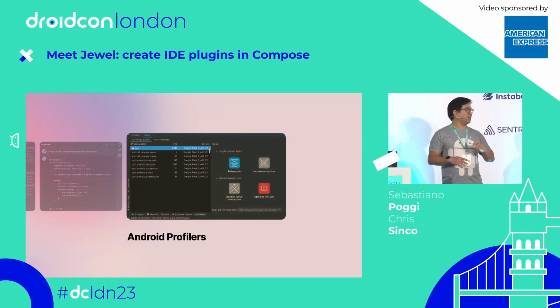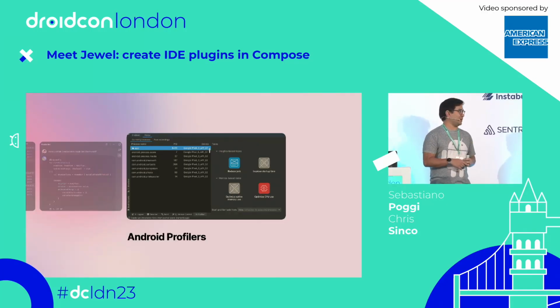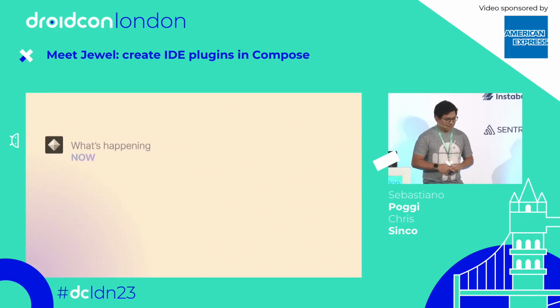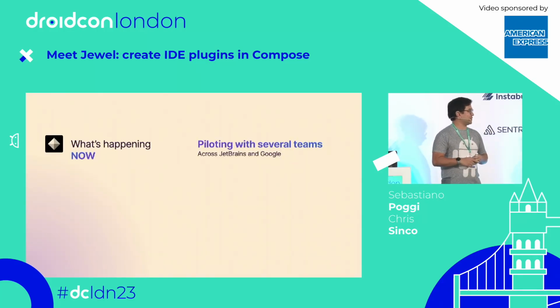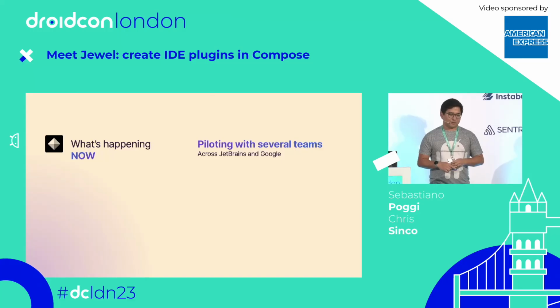And then the third one, this is an old mockup, but we are doing some redesign in the Android profilers. When the team decided to do the redesign, a lot of it is already custom UI, and so they thought that Compose would be a better candidate to use than continuing to use Swing. And so they're the other pilot team that we also have. As I said, we're piloting this across several teams with JetBrains and Google.